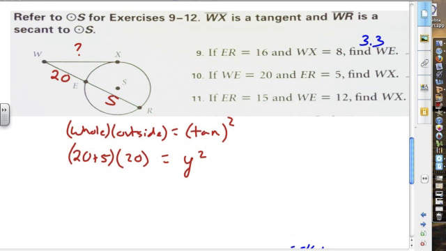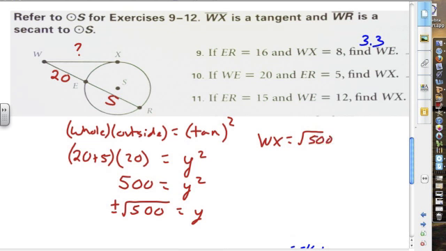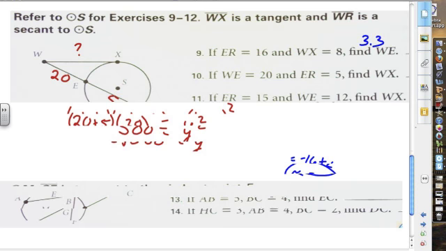So 25 times 20 gives me 500. So 500 is y squared. And if I do the whole square root thing, and anytime I do that, I could actually have positive or negative numbers. Square root of 500 gives me 22.36. It can't be a negative in this case, so I would say WX is the square root of 500 to be exact, and around 22.36. Now, number 11 is going to be done real similar to that. It gives you the ER and the WE, and it gives them what you do to find the WX. Okay, so that's a secant and a tangent.